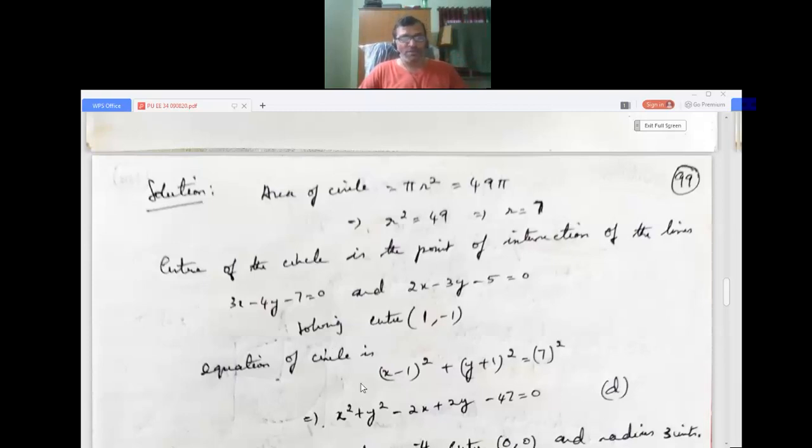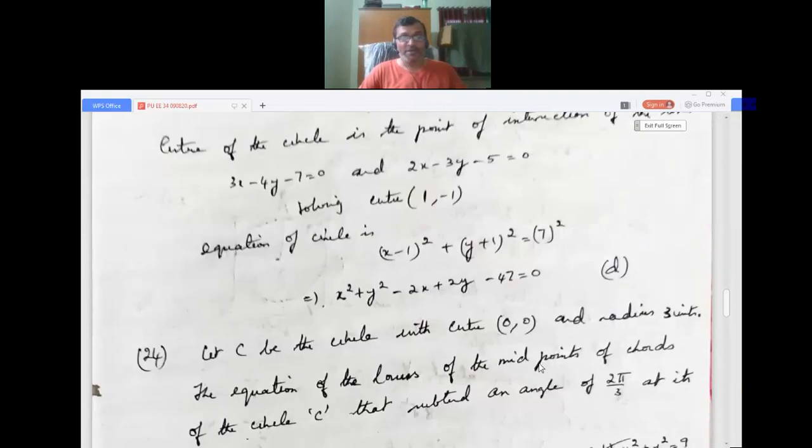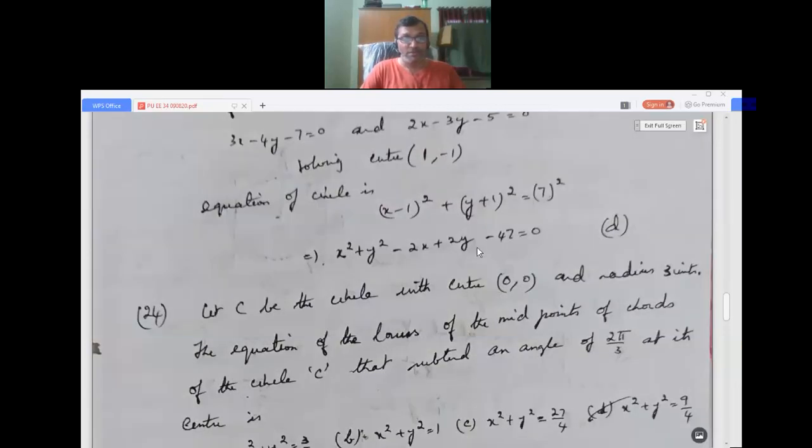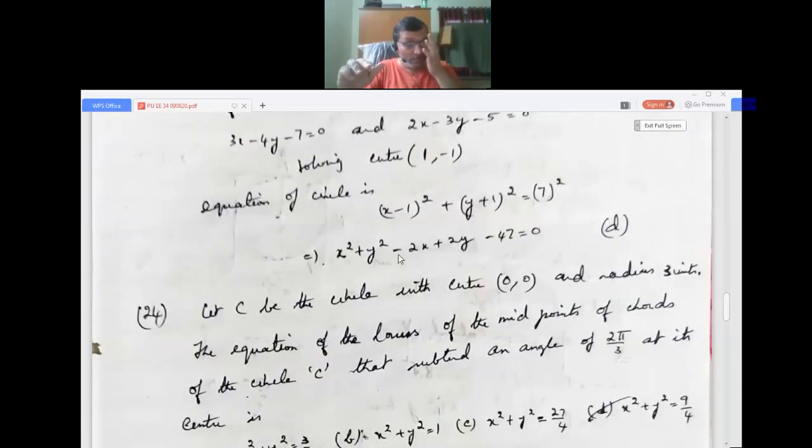So equation of the circle is, center h comma k, radius r, x minus h whole squared plus y minus k whole squared is equal to r squared. Many times I told. So here h is 1, k is minus 1. So x minus h, x minus 1 squared plus y minus k, minus of minus, plus y plus 1 whole squared is equal to r squared, 7 squared. Expanding, I get x squared plus y squared minus 2x plus 2y minus 47 equals 0. It is the equation of the circle. I hope you followed it.